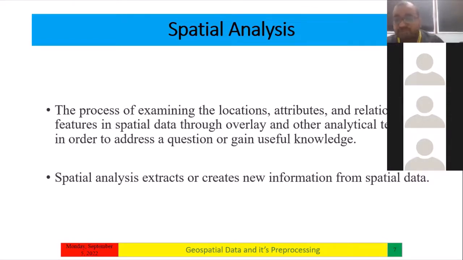Those processes where we examine the location, attributes, and related features in spatial data through overlays and other analytical methods, in order to address a question or gain useful information, are called spatial analysis. So in spatial analysis, the geographical location must be there so that particular information or knowledge can be extracted through a particular study.